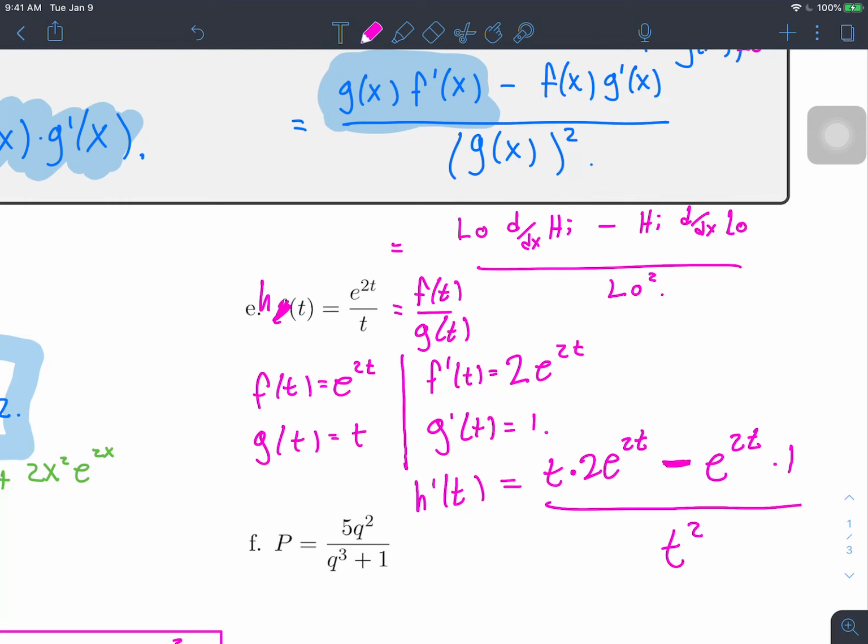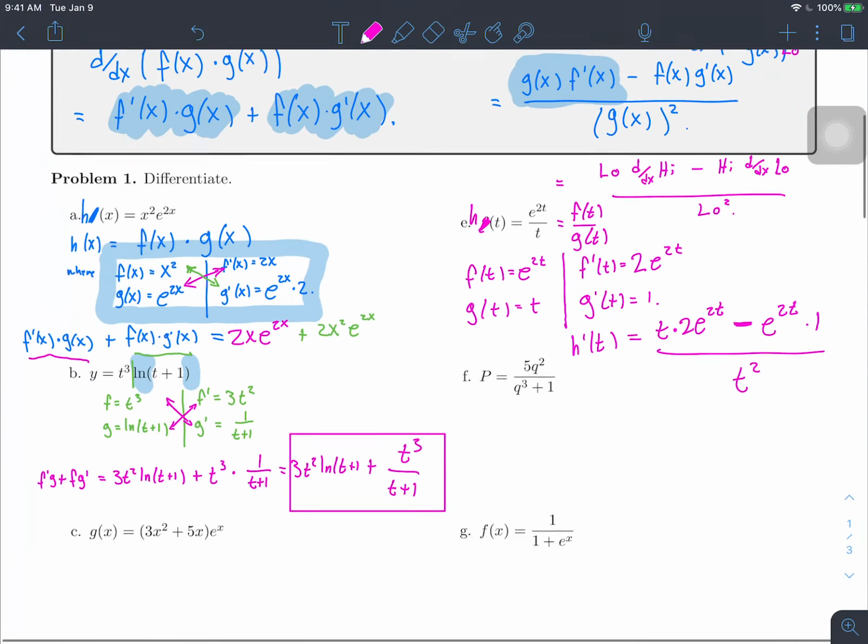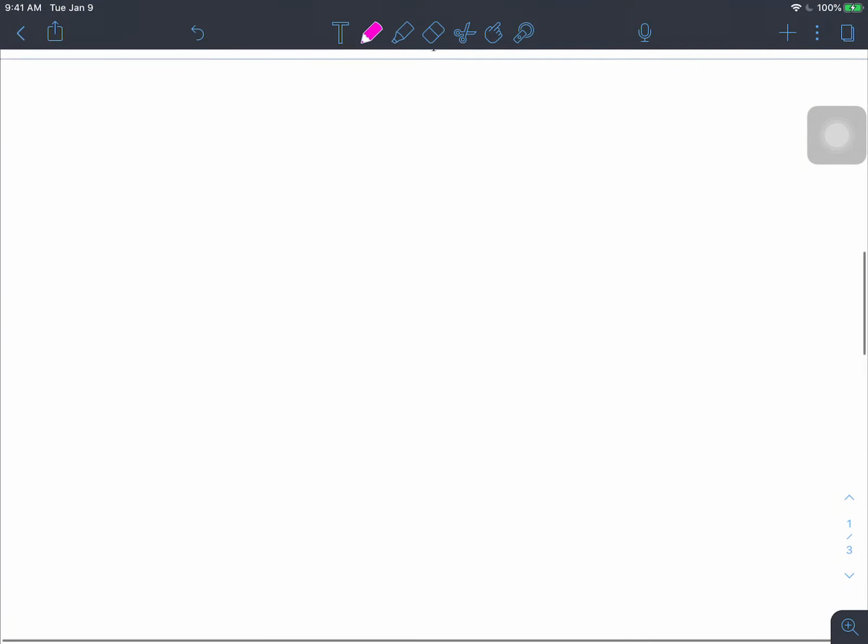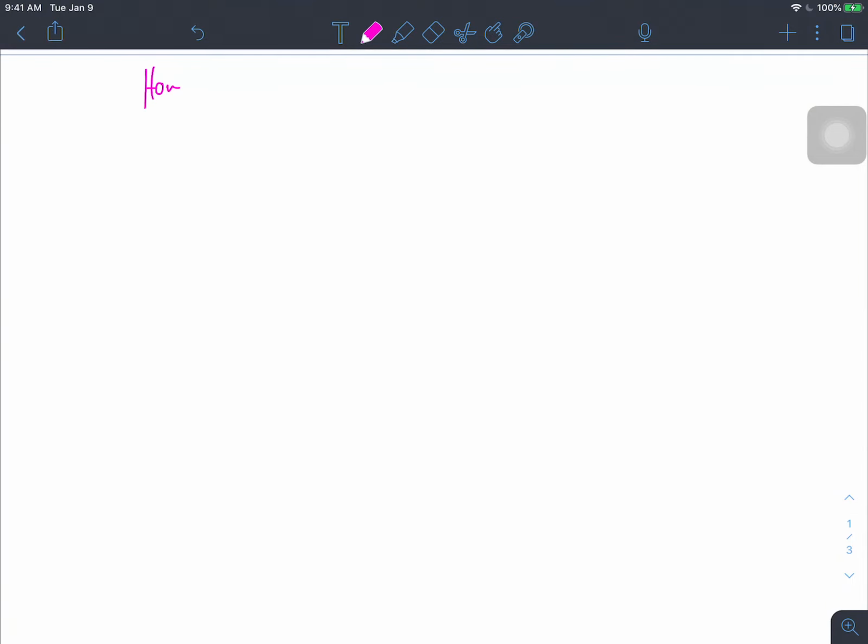Does anybody hate the quotient rule? Yeah. Some shrugs, some no's. Okay. I could teach you a way that you never have to learn the quotient rule, but I think you're gonna dislike that method even more because it involves the chain rule and the product rule together. Okay, maybe I'll show you really quick. It won't take very long. So, how to never learn the quotient rule.